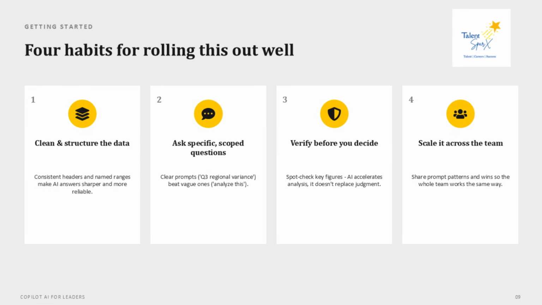Before wrapping up, 4 habits worth adopting. First, clean and structure the data. Consistent headers and named ranges make every AI answer sharper. Second, ask specific, scoped questions. A clear prompt about, for example, third quarter regional variance, beats a vague request to just analyze this. Third, verify before you decide. Spot check key figures, since AI accelerates analysis, it does not replace judgment. And fourth, scale it across the team by sharing prompt patterns and wins, so everyone works the same way.